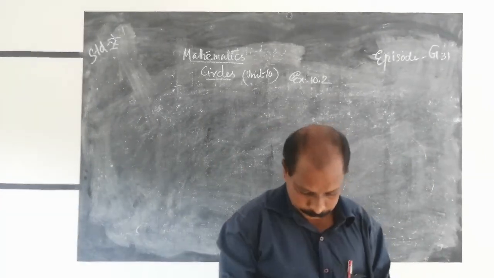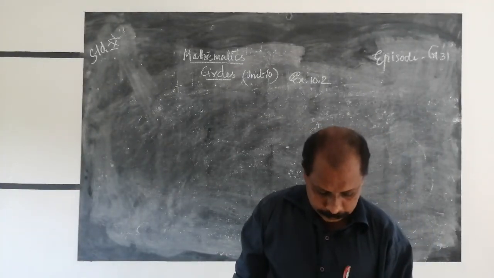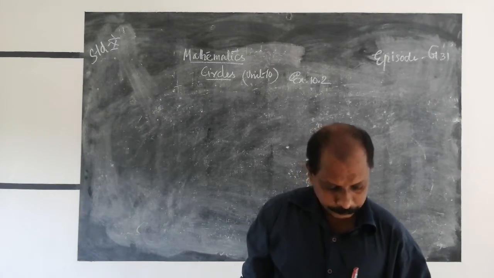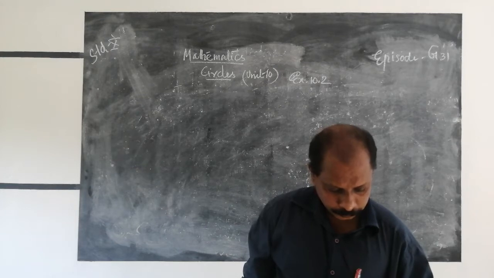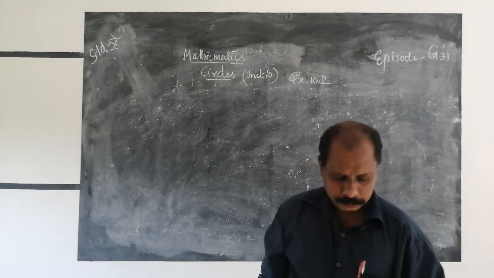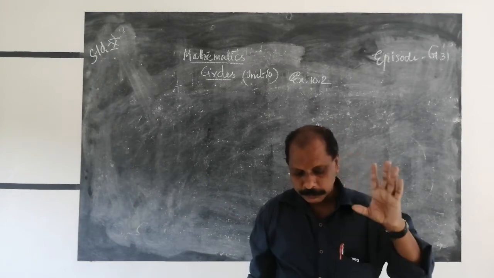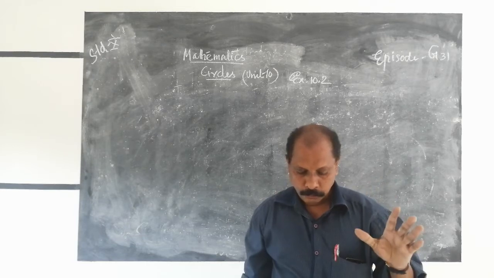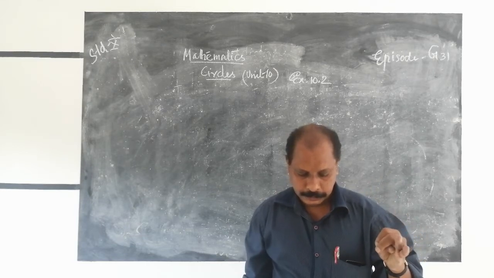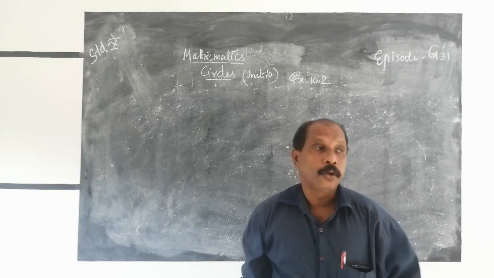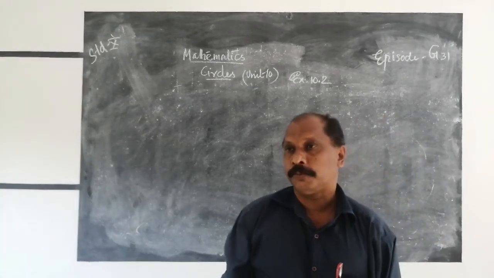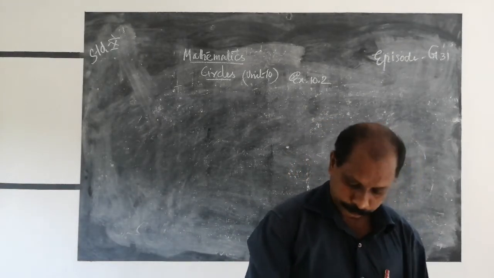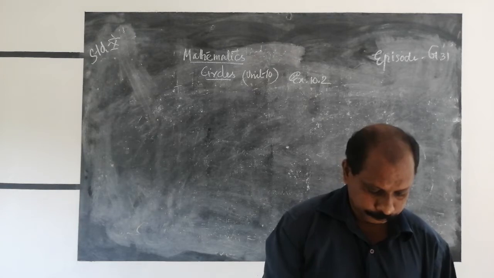That is the exercise. In this exercise, the first, second, third questions are objective type questions. Page number 230, exercise 10.2. The first, second, third questions are objective type questions, that is for your homework. Then question number 4.